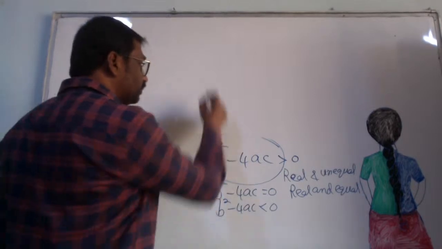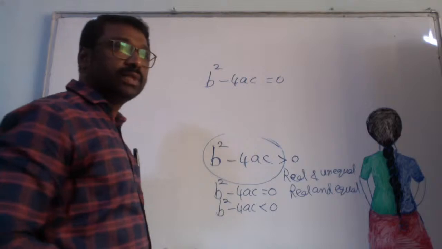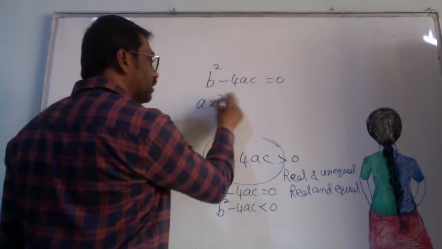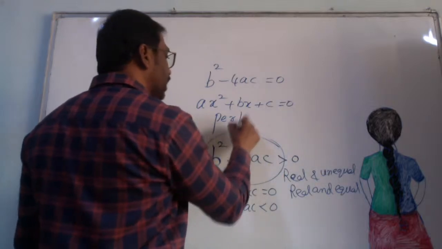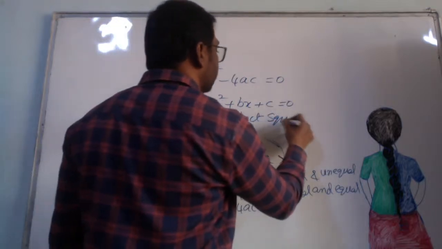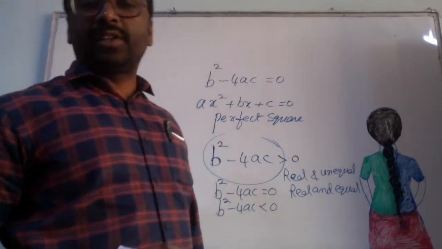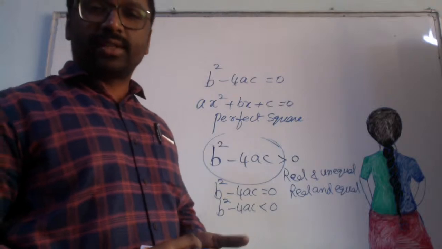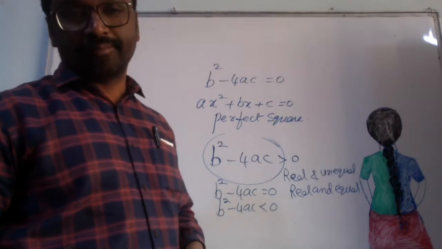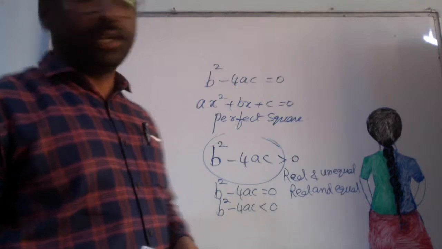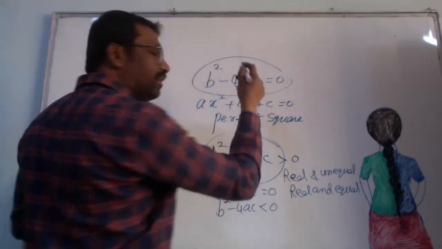So now, suppose b square minus 4ac equal to 0, then the quadratic equation ax square plus bx plus c equal to 0 becomes a perfect square. That means you know the perfect squares, a plus b whole square or a minus b whole square form. Are you getting now? So when b square minus 4ac value equal to 0, then it is a perfect square.